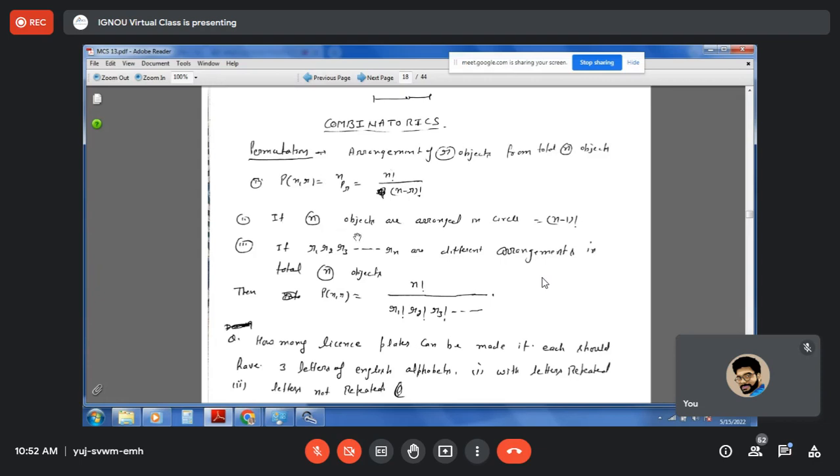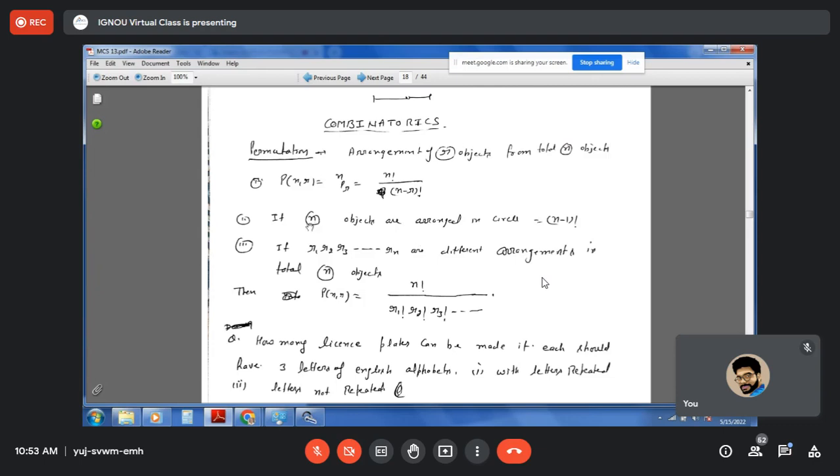Second, if N objects are arranged in a circle, let's say 10 students are on a picnic site and it's lunchtime, come and sit in a round circle, or say sit around a round table. It is a different arrangement. If we say sit in a straight line, it is a different meaning. If we say sit in a circle or around a round table, it is a different arrangement.